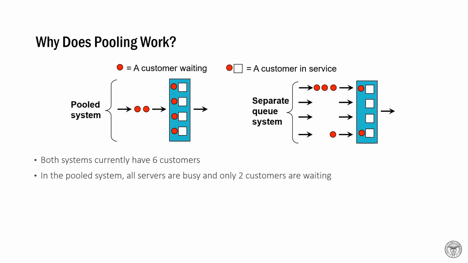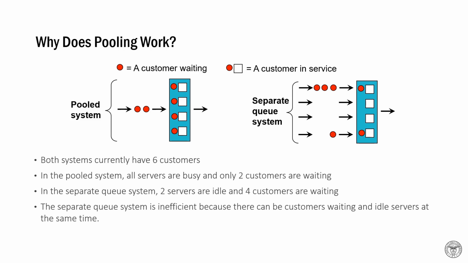Let's consider 2 systems, each having 6 customers. In the pooled system, where multiple servers service a single queue, all servers are busy and only 2 customers are waiting. On the contrary, in the separate queue system, where each queue has a dedicated server, there are 2 idle servers while 4 customers are waiting. This scenario highlights the inefficiency in the separate queue system: despite having customers waiting, servers remain idle.